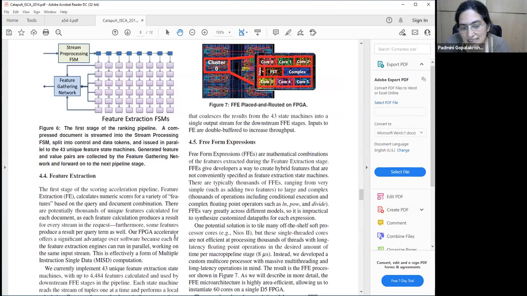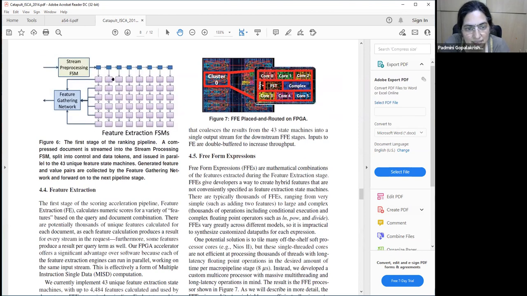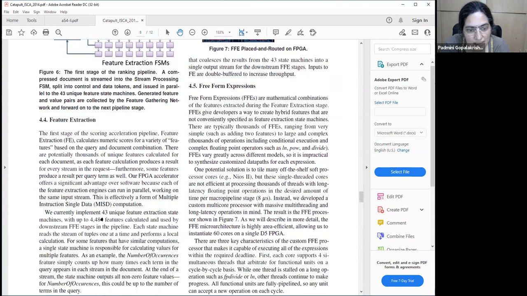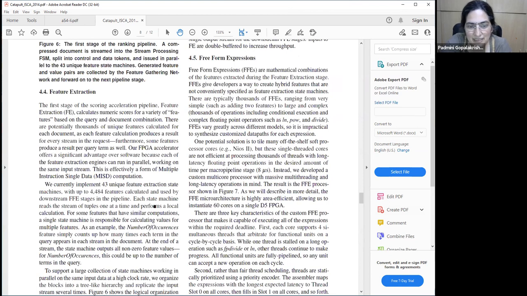SIMD is single instruction running on multiple data. So then this feature extraction, these finite state machines, they gather the features and then they send it out. Right? And then basically they figure out, they have some optimizations here. Right? So some features have very similar computations. So they use a single state machine to calculate different features.